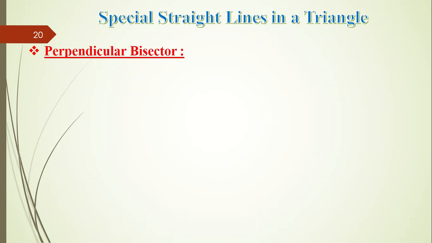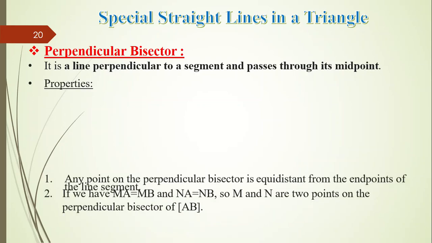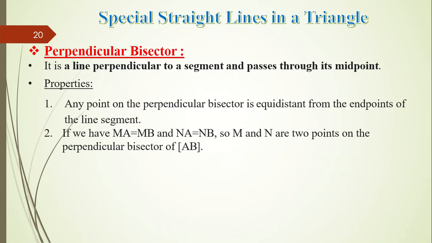Special straight lines in a triangle. Perpendicular bisector. A perpendicular bisector is a line perpendicular to a segment and passes through its midpoint. Properties. Any point on the perpendicular bisector is equidistant.